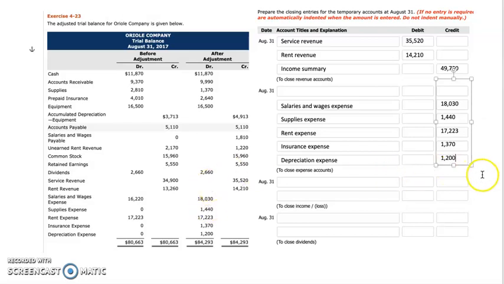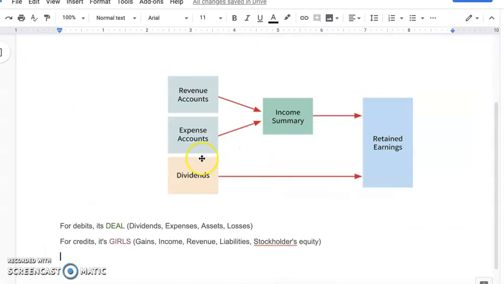Okay, so to zero out this balance, and sorry, I'll come back here for a second. So we're closing out the expense accounts.